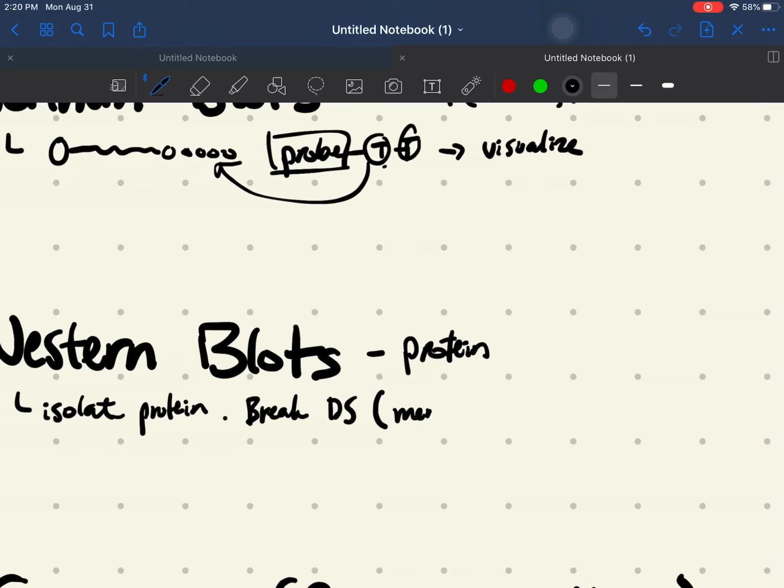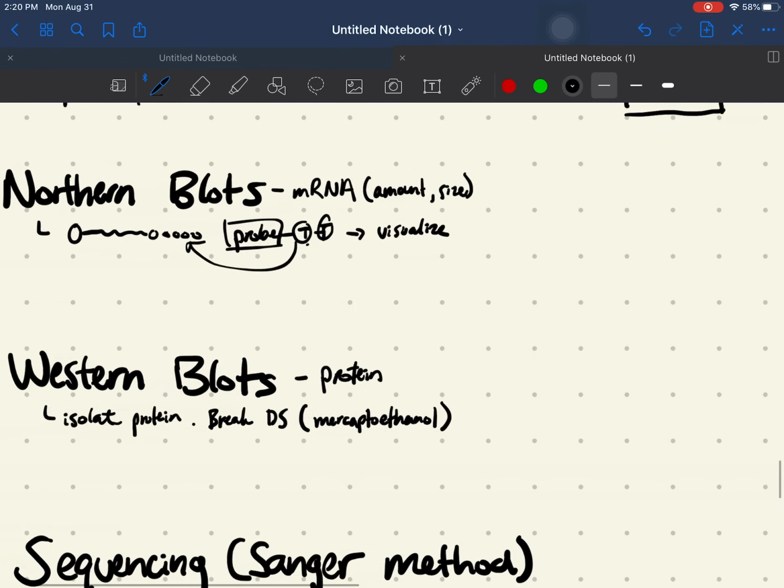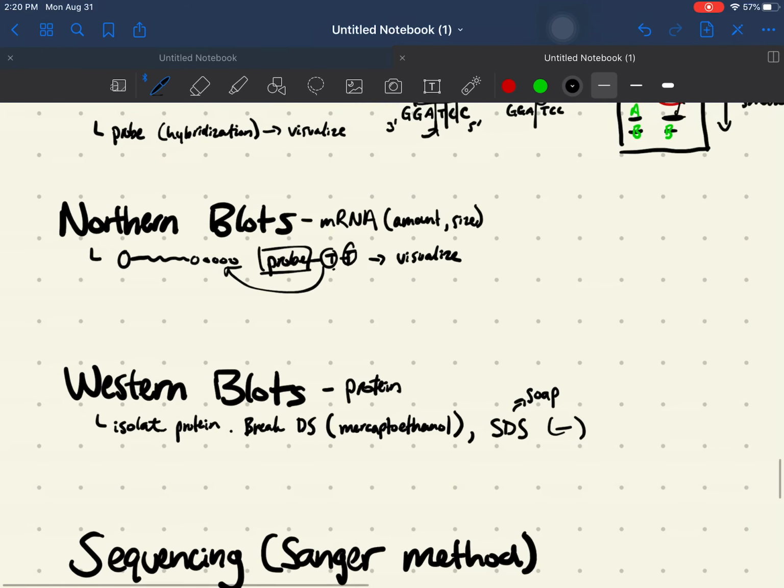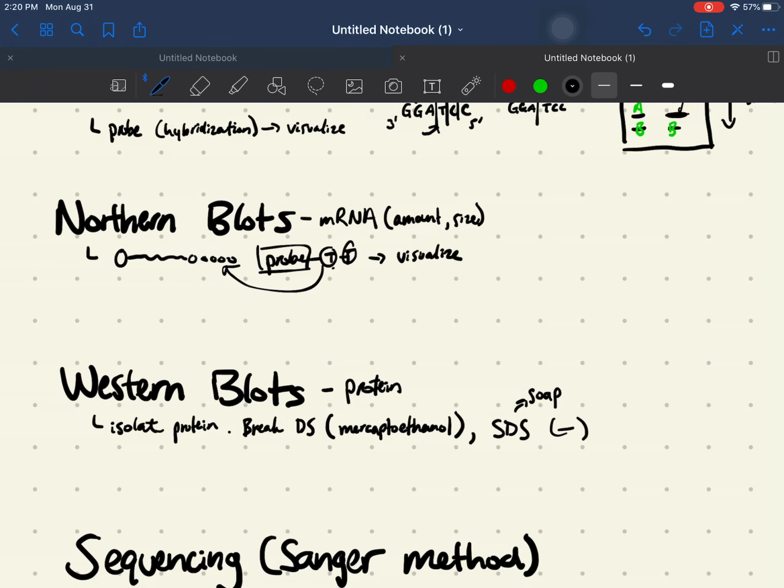mercaptoethanol, and that's going to be one of those chemicals that are very commonly used. If you've ever worked in a lab, you would know that you use that to break those disulfide bonds. And then you would basically put some soap over it, and that's going to be called your SDS, your sodium dodecyl sulfate. Basically, this is the same thing as just normal soap. But it's going to give that protein a negative charge.